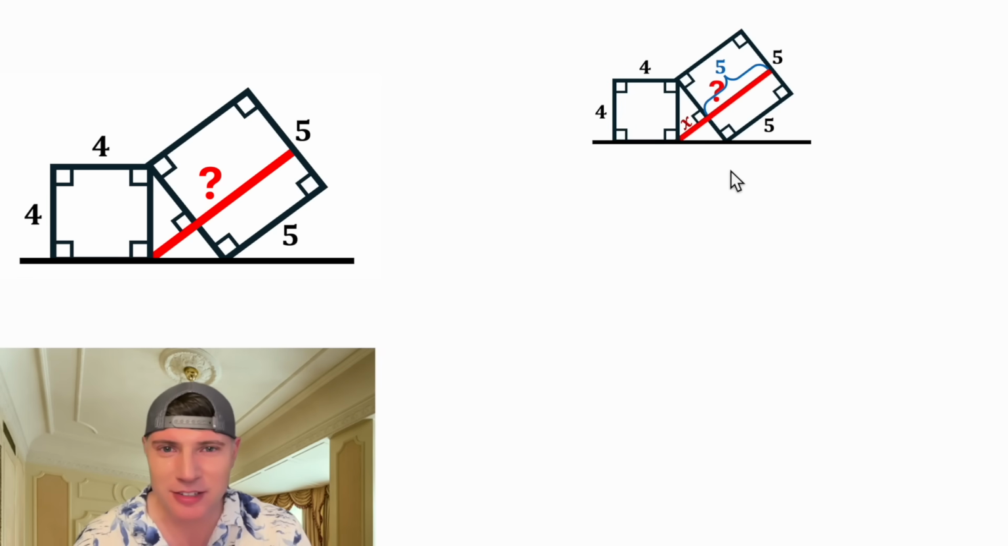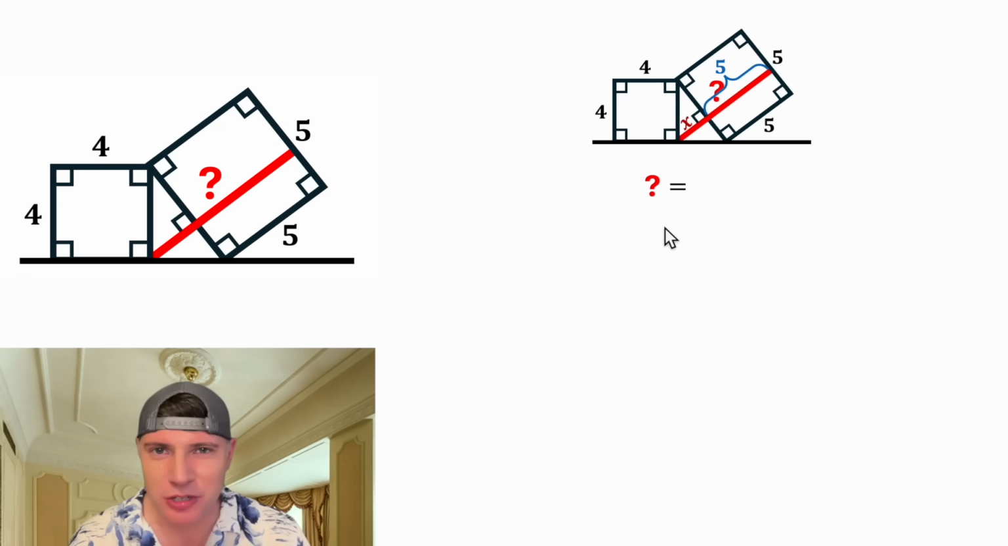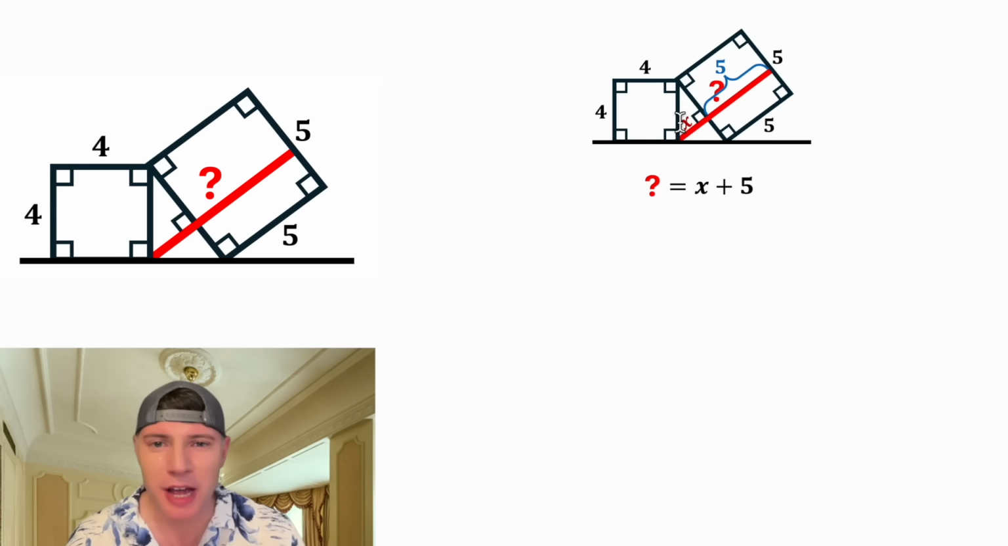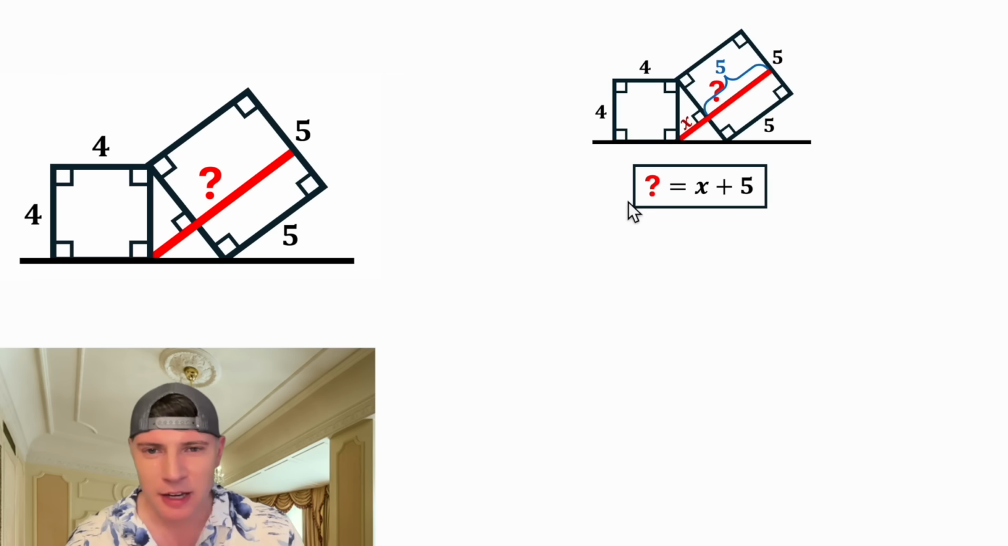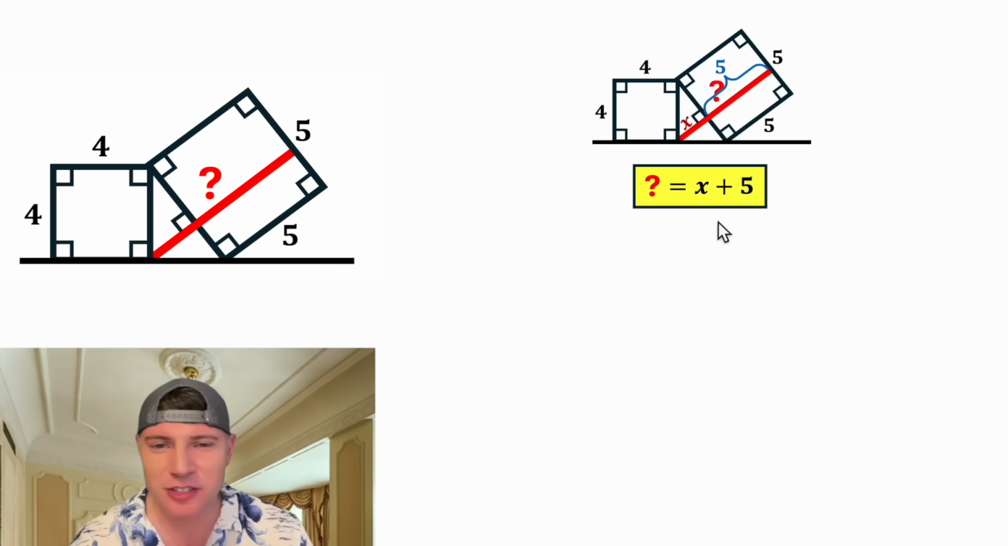Let's call it x. So now we can write an equation for the question mark. It's going to be equal to x plus 5. This looks important. Let's put a box around it. And let's highlight it. Now we need to solve for x.